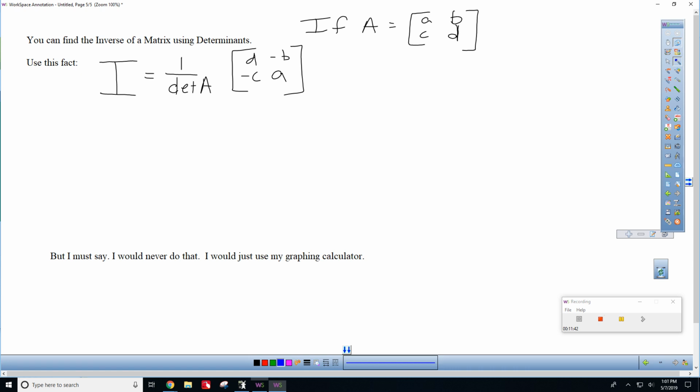So one more thing for the determinant. You can find an inverse matrix just using the determinant. Okay, so if A is equal to this, to find the inverse, you take 1 divided by the determinant, and then what you do is you switch the places of top left and bottom right, and then you make the bottom left and top right into the opposite sign. But as I say down here, I would never do this. Our brains are priceless, and they have a limited amount of space, so I would never remember that. I would just learn how to use my graphing calculator to find a determinant.